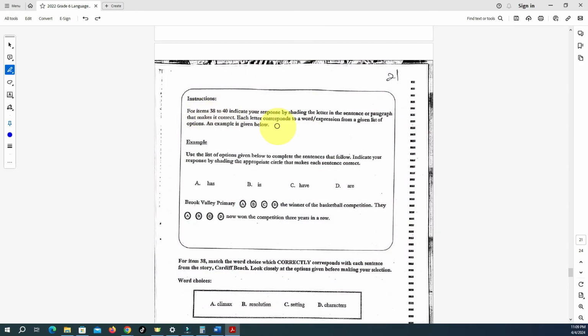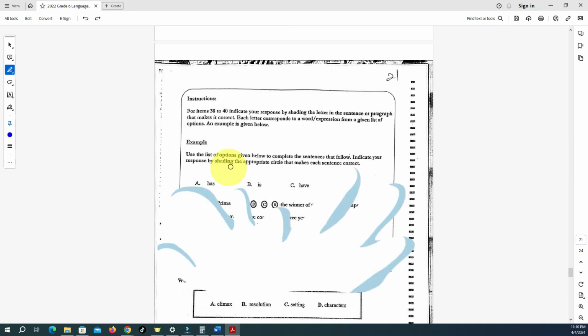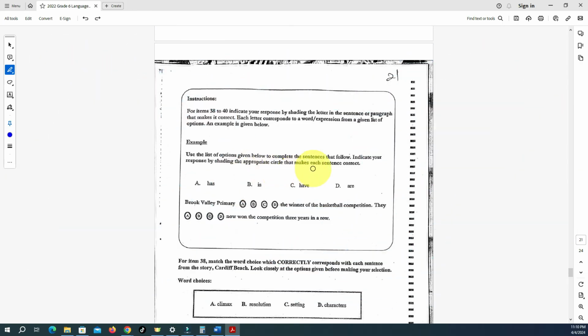Yay! So the instruction for items 38 to 40: indicate your response by shading the letter in the sentence or paragraph that makes it correct. Each letter corresponds to a word or expression from a given list of options. An example is given below. Use the list of options given below to complete the sentences that follow. Indicate your response by shading the appropriate circle that makes each sentence correct. Okay, so we have some group answers here.